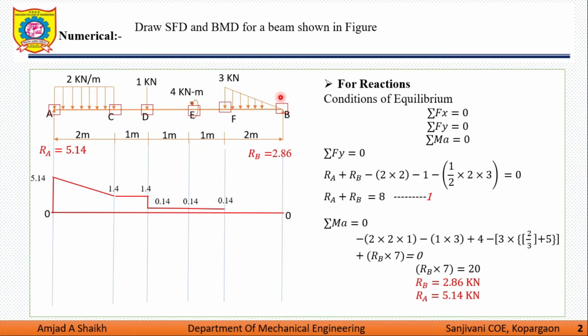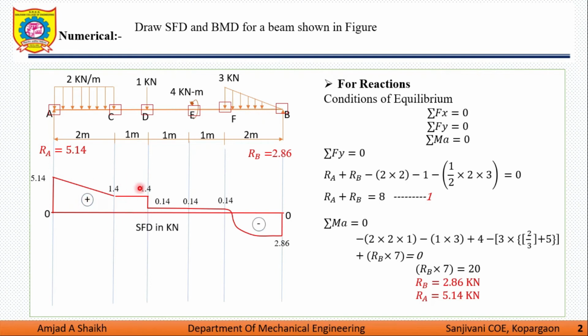Move from F to left of B, there is a UVL. So I need to convert this UVL into point load. So 0.14 minus 3 is minus 2.86. We get a parabolic nature of the shear force. After moving from left of B to right of B, there is an increase in shear force of 2.86. Here minus 2.86 plus 2.86, we get 0 shear force. So this is how I achieved the SFD from different nodes.